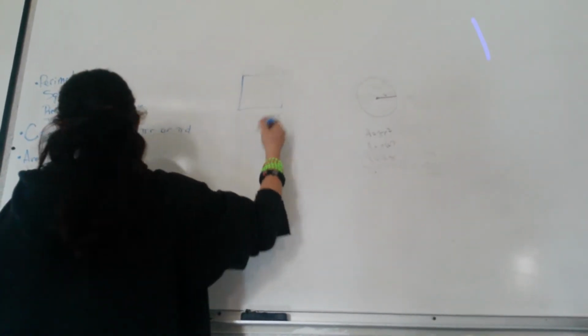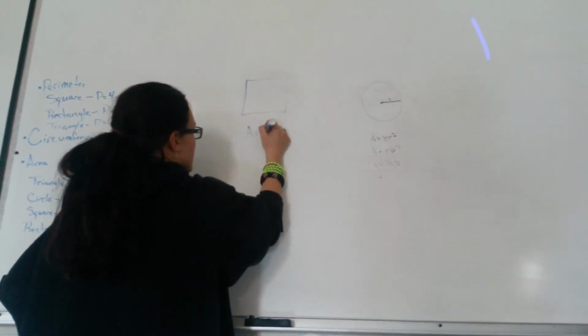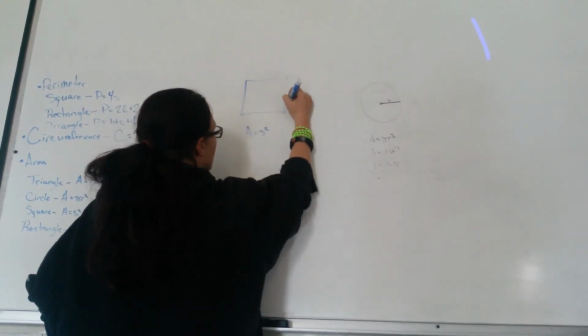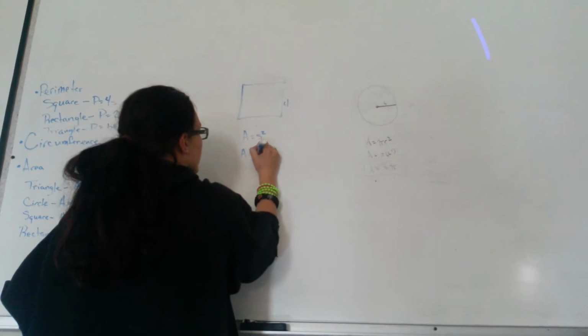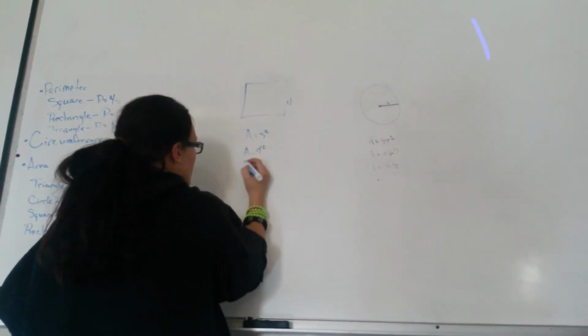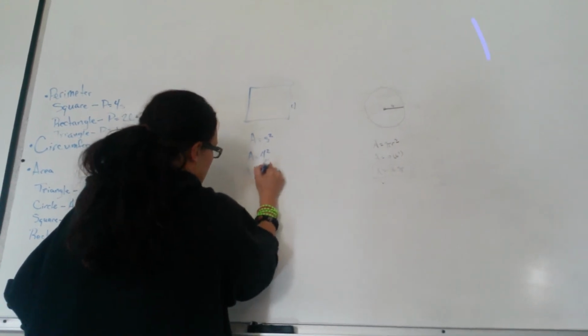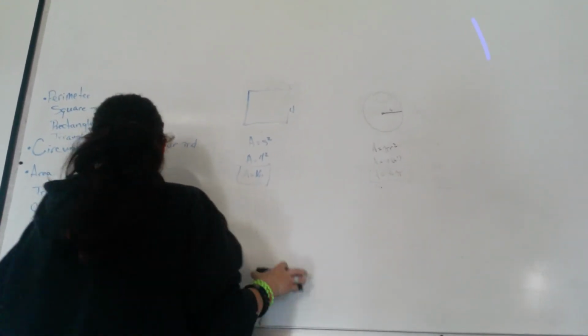Okay, that's your square, and the formula is A equals S squared. S is just the length of the side, so let's go with 4 for the side, so A equals 4 squared, and 4 squared is just A equals 4 times 4, which is 16, and there's your area of a square.